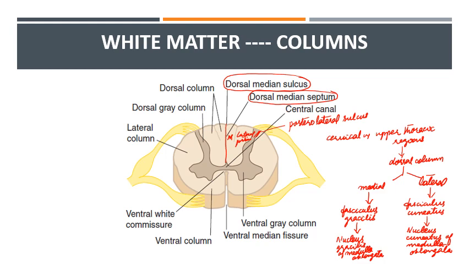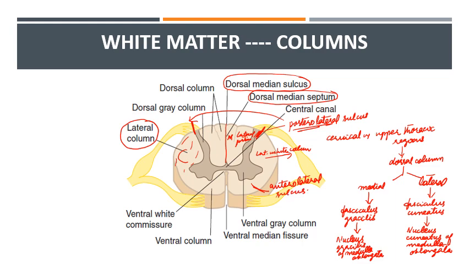This whole is the lateral white column, and as we can see, it lies between the posterolateral sulcus and the anterolateral sulcus.